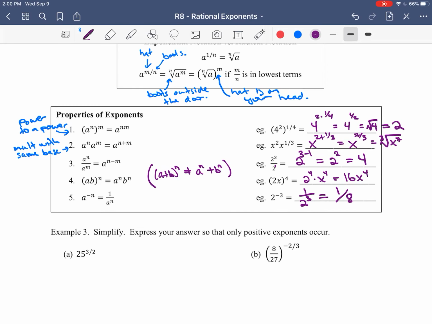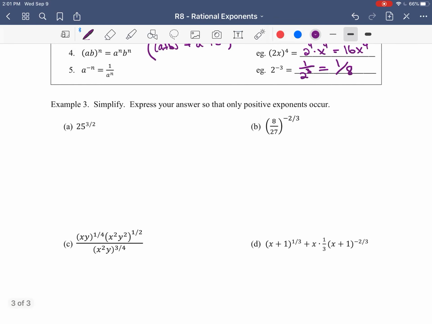Okay, a couple more examples. And again, to be different, I'm going to do B and D and leave A and C for you. For B, I have a negative exponent. I don't like the negative exponent, so I'm going to immediately drop it down. So this is 1 over 8 over 27 to the positive 2/3. So then if I rewrite this, this is 1 over, so it's the cube root of 8 over 27, all squared.